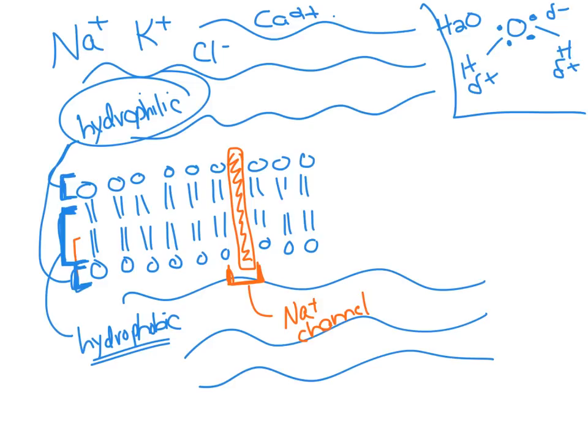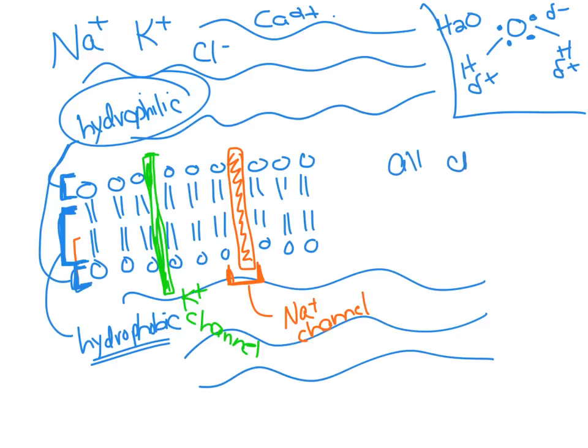We might have another channel hanging out over here, and this one might be specific for potassium. So then you could have a potassium channel. You can only get things that are charged across the lipid bilayer if there is a channel that allows for their movement. Okay, so that's just a general rule.